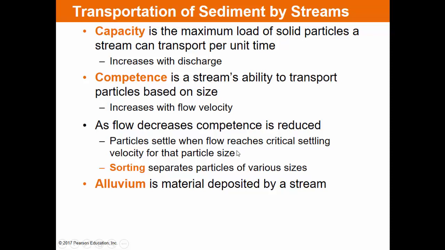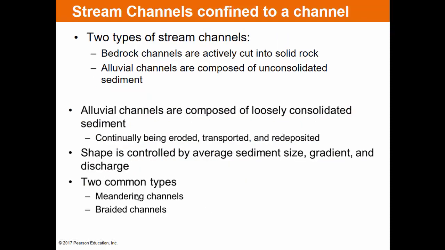Everything that is dropped out by a stream is known as alluvium. That's the material that's deposited by the stream. And with that, we have two types of general stream channels. There's really a wide range in between, but you have alluvial channels and bedrock channels. Bedrock channels actively cut into solid rock, and alluvial channels are composed of unconsolidated sediment.